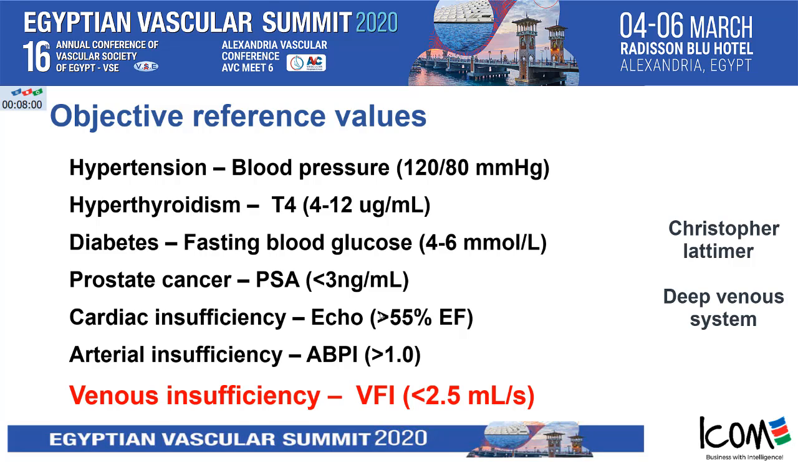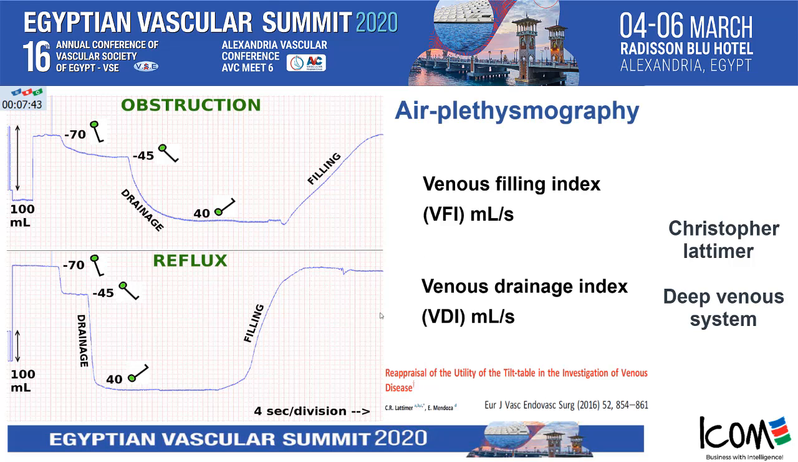We've got lots of objective reference values for other diseases, hypertension, blood pressure, and so on and so forth. But we have also one for venous insufficiency, and it quantifies the insufficiency of the leg quite nicely using the venous filling index of air plethysmography. And this is very easy to interpret. They are just volume versus time charts. Nothing complicated like ultrasound with lots of astral images.